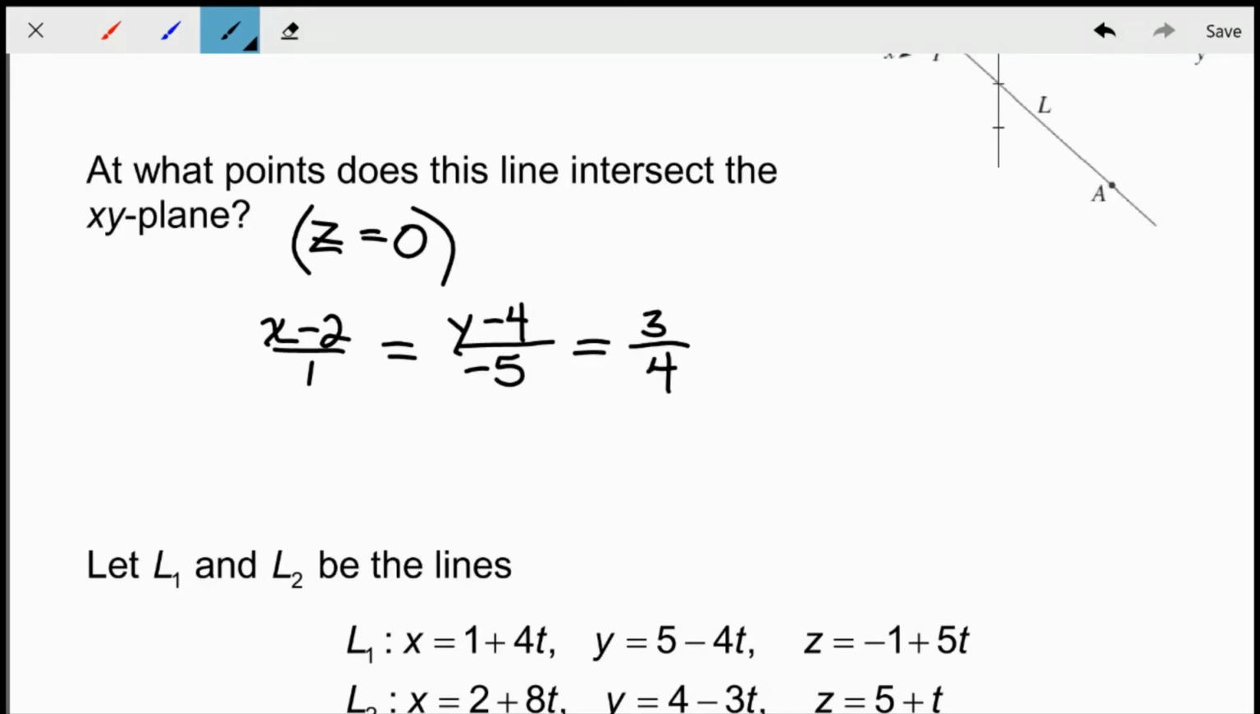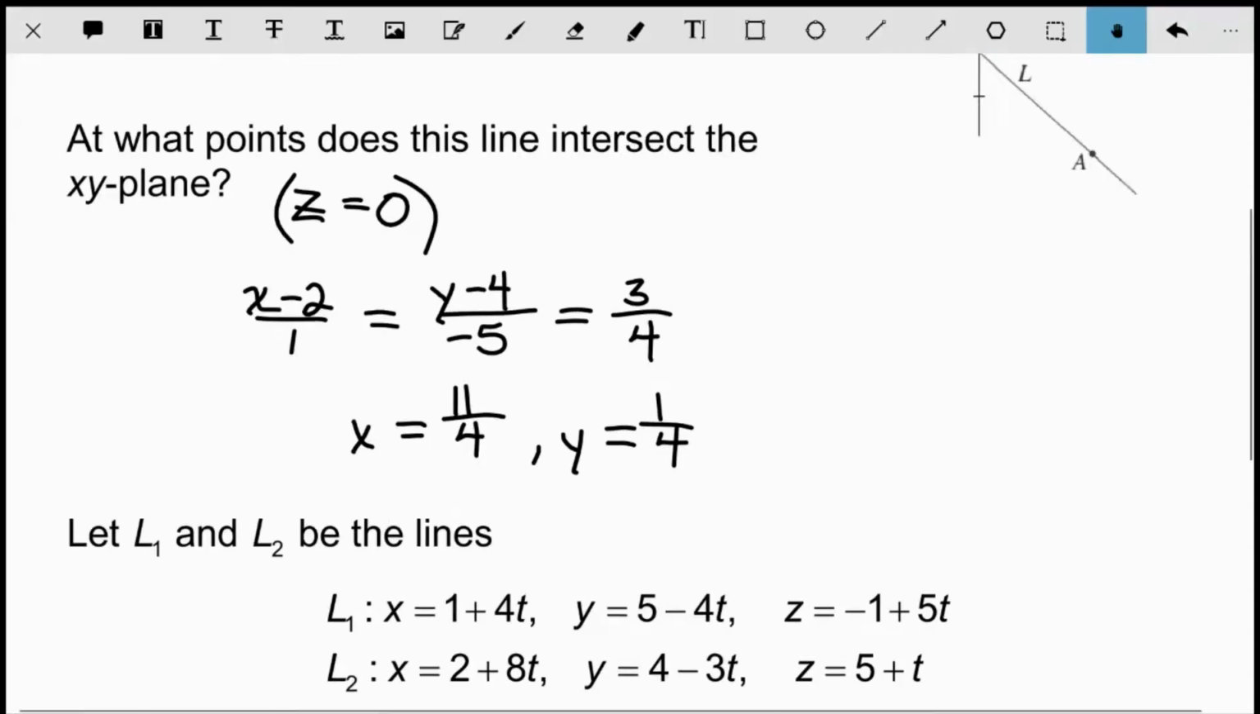So now where does this actually intersect? Well, I have two separate equations, right? I have x minus 2 is 3/4, and I have (y minus 4) over negative 5 is 3/4. What we end up with here is x is equal to 11/4, and y is equal to 1/4. So my point would be (11/4, 1/4, 0), if you want to write a three-dimensional coordinate there. Okay, so not that hard to do.